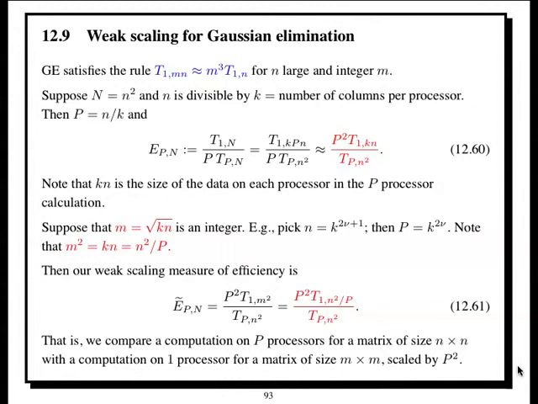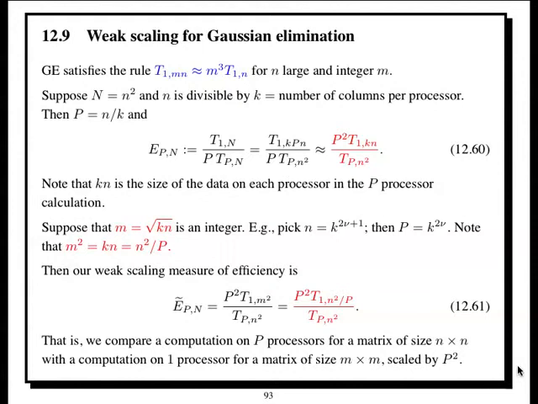Because remember, I said you got to have a model, and with multigrid, it was sort of easy. You just had every processor have exactly the same size problem all the time, and it's like each processor has a little tile of the problem that gets cookie cuttered out. Gauss elimination is different, okay?